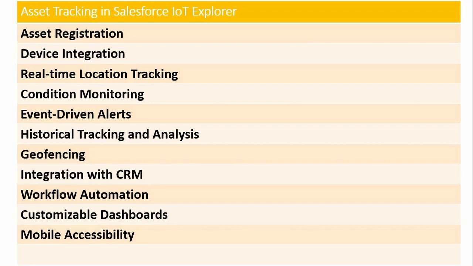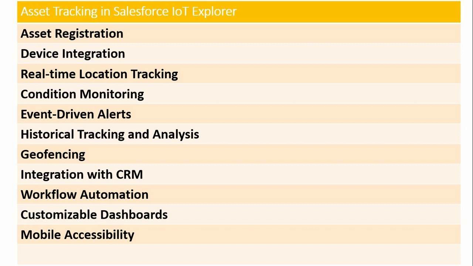Asset tracking in Salesforce IoT involves monitoring and managing physical assets using data generated by Internet of Things, IoT devices associated with those assets. It allows organizations to gain real-time insights into the location, condition, and performance of their assets, enabling better decision-making and operational efficiency. Here's a detailed explanation of asset tracking in Salesforce IoT.